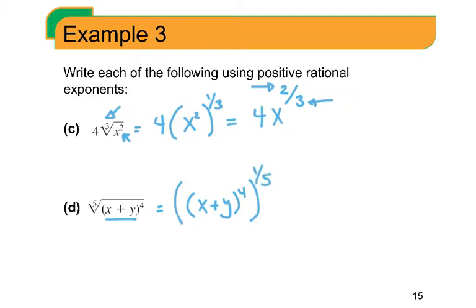That might be your first thought, but then we realize we want to do something better than that. This is x plus y to the 4/5 power. Of course, you can skip this middle step if you don't need it.